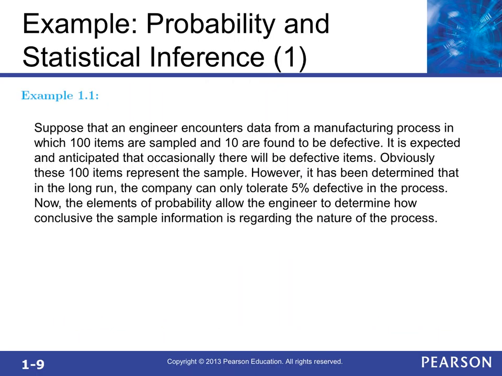We now have the first example that is about probability and statistical inference, and from this example, we'll see why probability is important in this kind of statistical analysis. In this example, we are considering a manufacturing process that produces some devices. This device or item may be a smartphone or watch or television or something like that. Anyway, when we get 100 items, we found that 10 are defective.